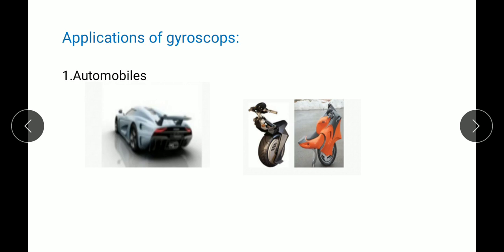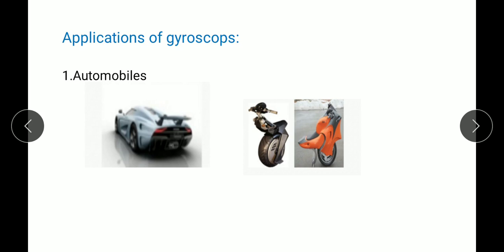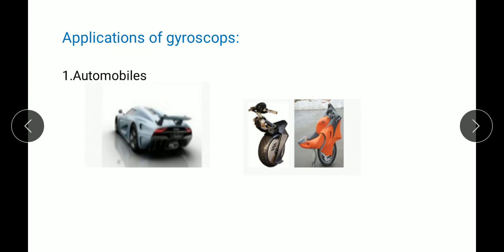For example, I consider automobile. Automobile means car, and two-wheelers; all these come under automobiles. So gyroscopic behavior is used in automobiles. I will consider a car as the automobile here. Car engines act just like a gyroscope. Here the rotation depends on the engine. That's why the car engine acts like a gyroscope, because of the gyroscopic forces from the engine.